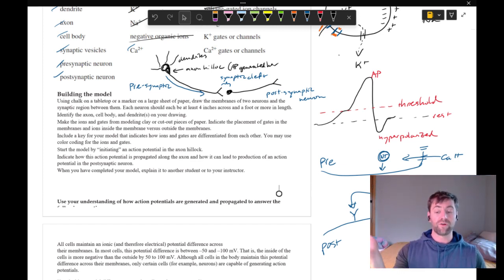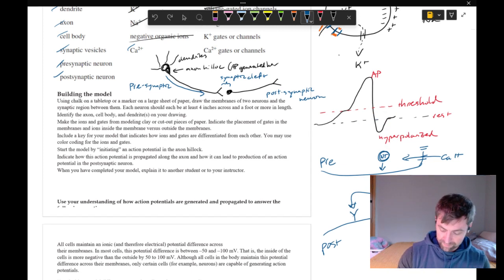Potassium gates close the slowest, and they're moving a lot slower in general, opening and closing. And that difference in timing is what accounts for the hyperpolarization that I drew here below the resting threshold. That's why it kind of has to correct after they fully close.